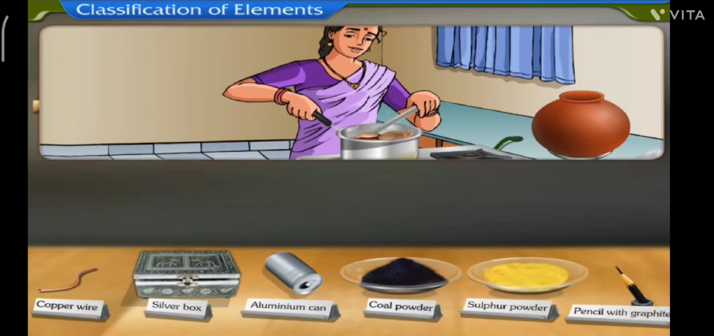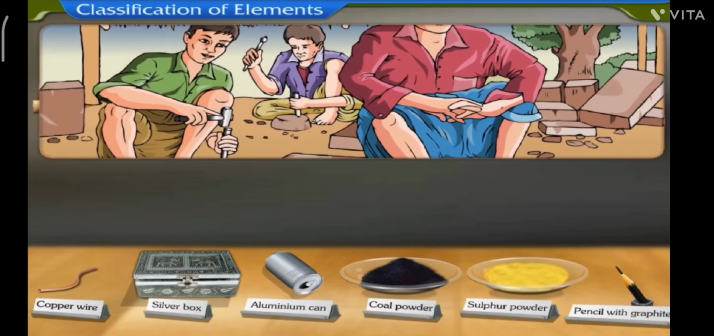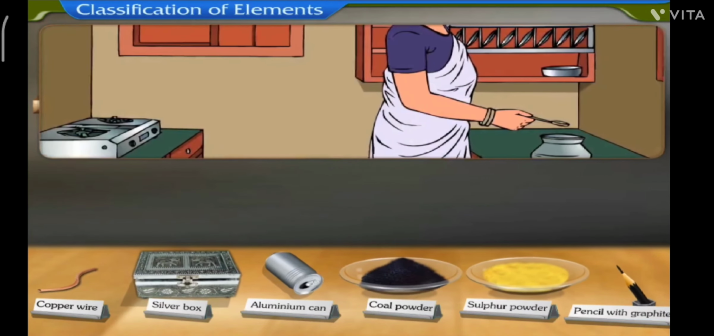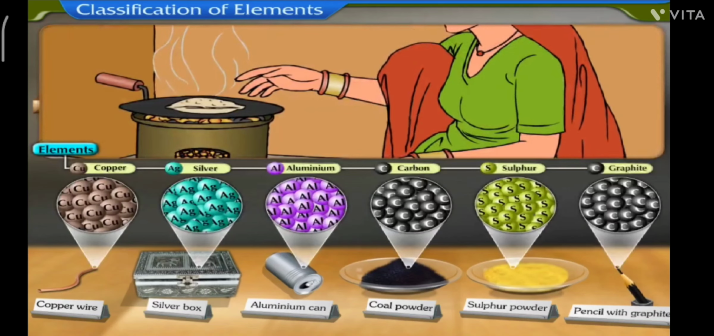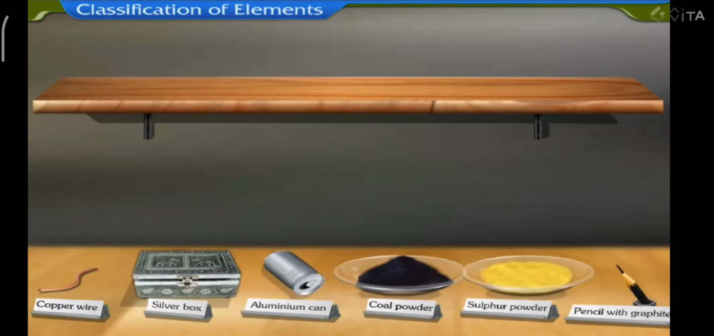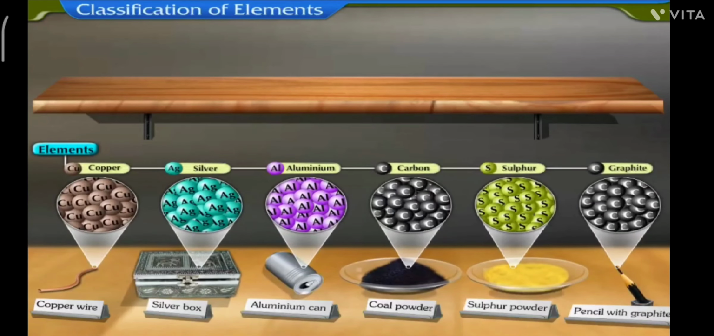In our daily life, we come across many objects and substances around us. They are all made from elements. Let us collect some objects or substances from our surroundings and list down the main elements present in them. Copper wire has copper. Silver box has silver. Aluminium can is made of aluminium. Coal powder has carbon. Sulfur powder has sulfur. A pencil with graphite core has graphite.